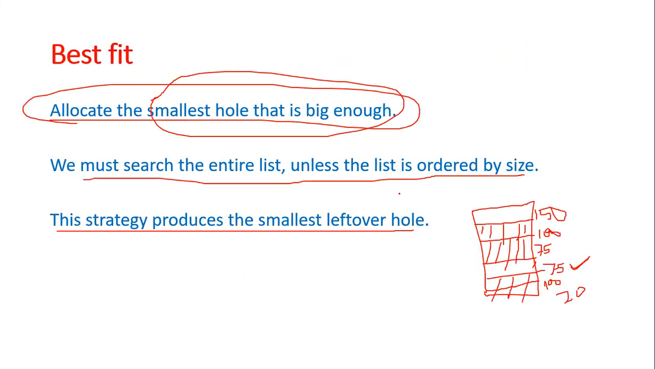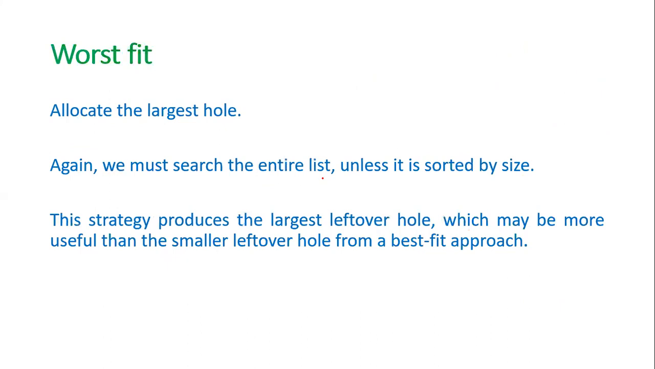So the same example, you consider the best fit. How much is free? 150 plus 75, 225. Again, here it is also 245. Sometimes it varies based on the example, right? Yes. And next, worst fit.